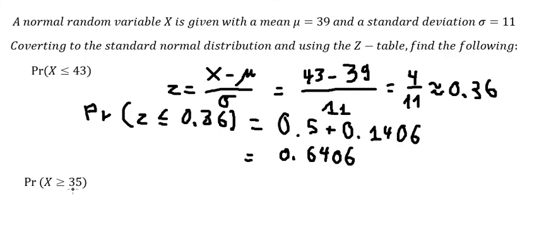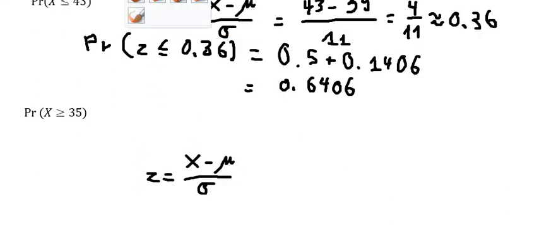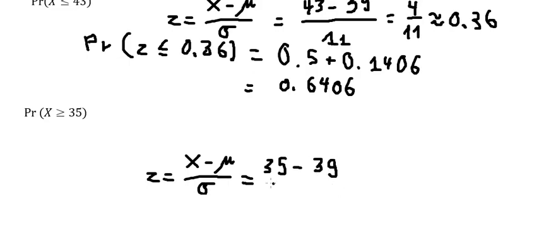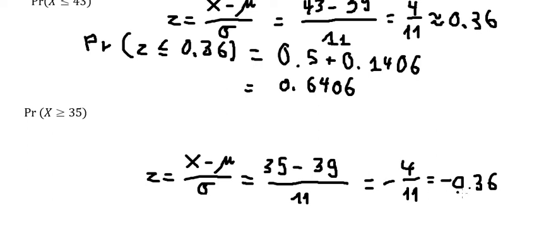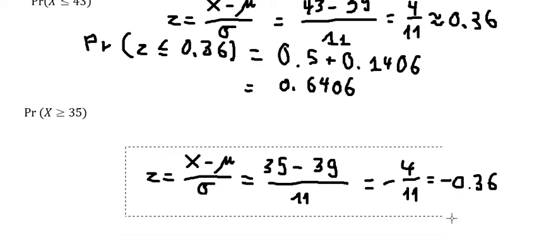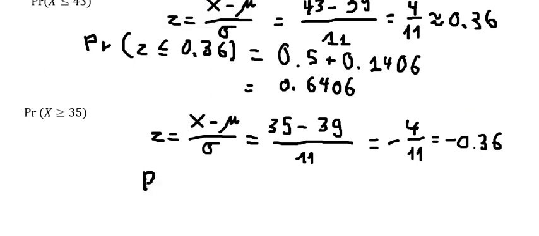Now we do the same thing for 35. So this one we calculate, and we have negative 4 over 11, and we have approximately negative 0.36, and now we need to find the probability with z greater than or equal to negative 0.36.